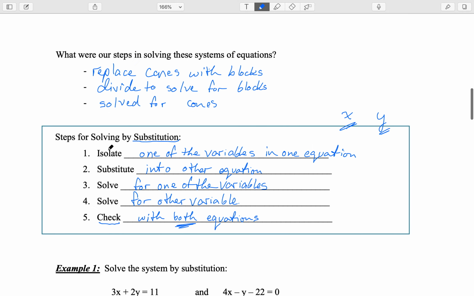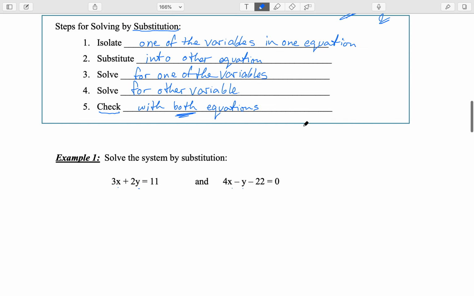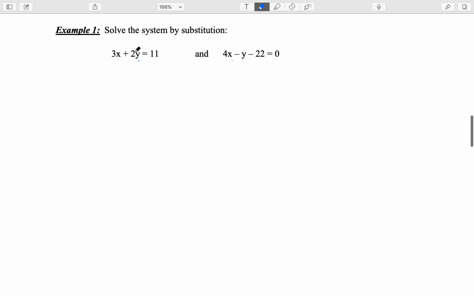So my first step is to isolate. Get either x all by itself or y by itself. I could move this over and divide everything by 3, but I'd be making fractions. No. I could move this over and divide everything by 2, and I would be making fractions. No. Start with either. I'm going to start with the second equation and solve for y. Instead of moving this over and this over, it becomes minus y. I'm going to move the y over this way, and it becomes positive y is equal to 4x minus 22.